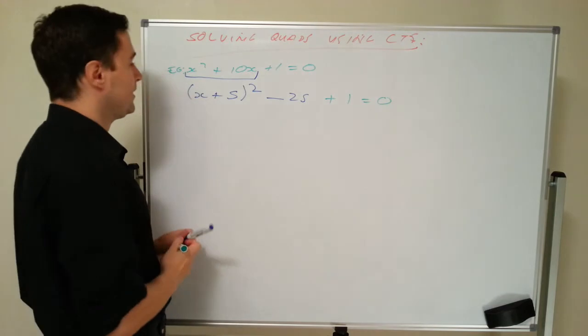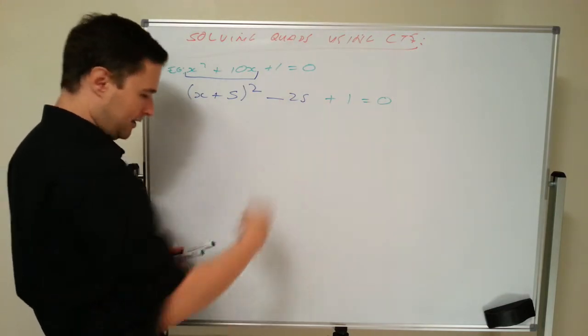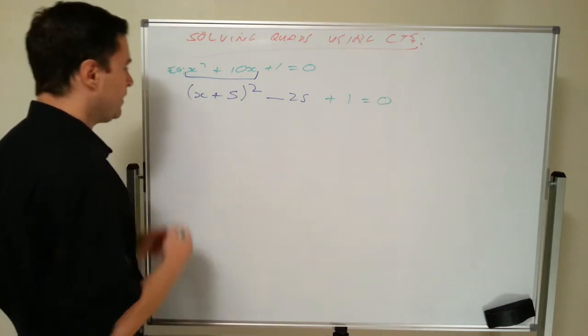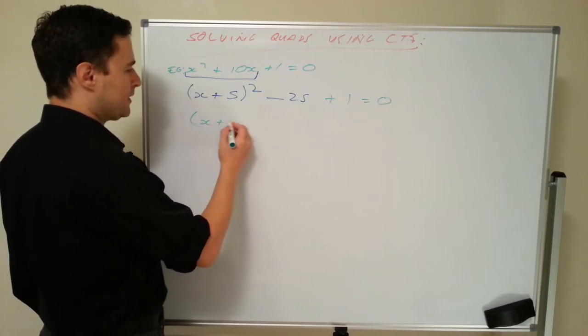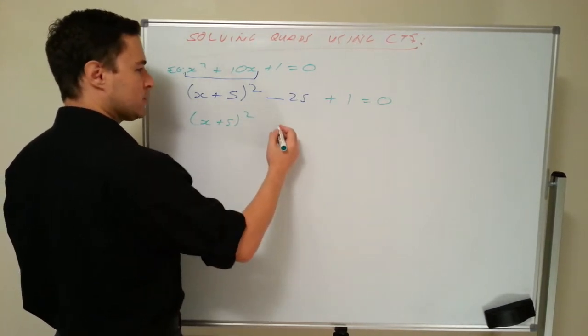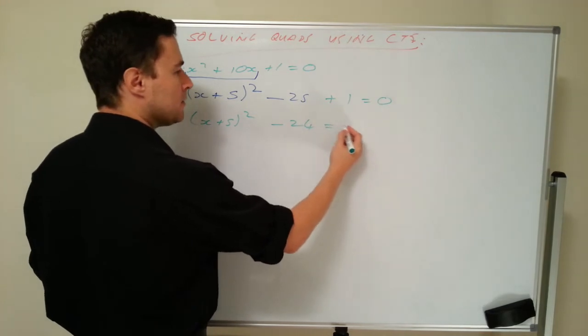Everyone with me? Okie dokie. So let's just tidy this up. Negative 25 plus 1. So I've got the x parts, x plus 5 squared, negative 25 plus 1 is negative 24 equals 0.